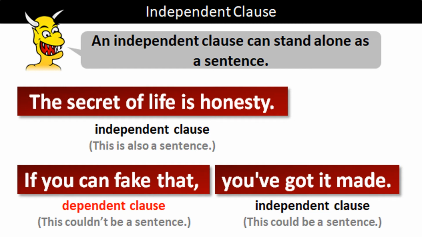Here is a small glimpse of how a dependent clause can be found and how it is dependent on the main clause. If you can fake that, you've got it made. If you can fake that. This part of the sentence cannot be a simple sentence on its own. It cannot stand alone. It needs the main sentence, you've got it made, to complete its meaning. So if you can fake that is a dependent clause, and it depends on the main clause, you've got it made, to make its meaning complete.